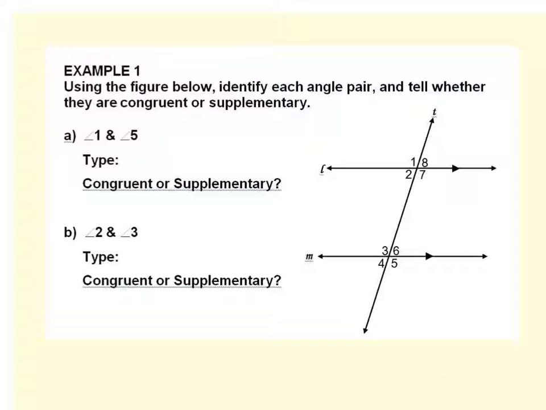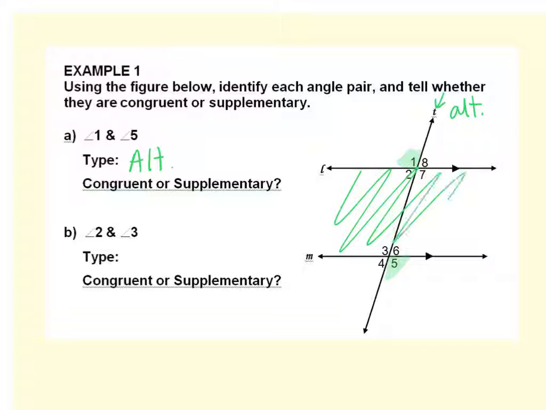So for example 1, they ask us to use the figure below to identify the angle pair and tell whether they are congruent or supplementary. So this is just like the assignment that you were supposed to do this weekend. So angle 1 and angle 5. The first thing I notice is that they are on opposite sides of that transversal. So I'm looking at an alternate something. Now, remember, interior is everything between the parallel lines, and those are not interior, so therefore they must be alternate exterior. The only ones that are supplementary are same side, so these must be congruent.